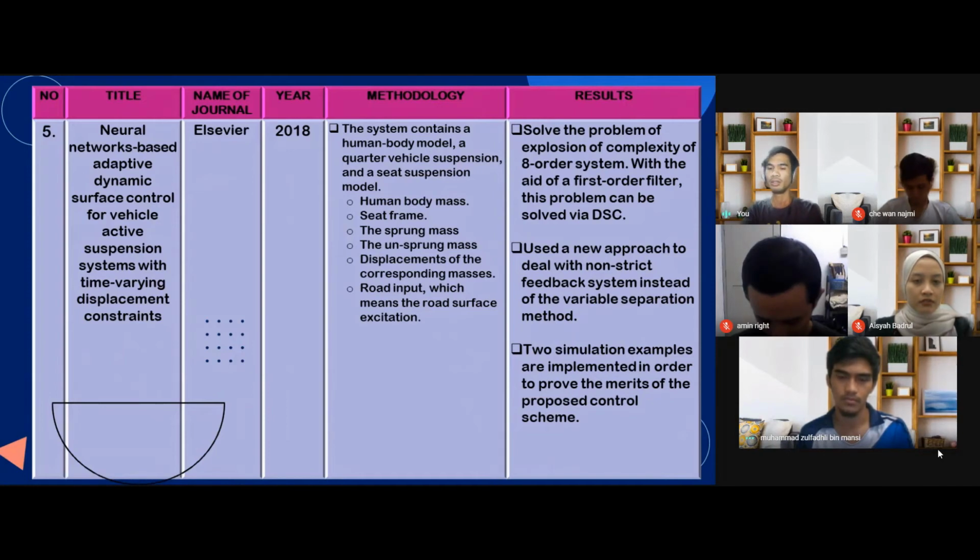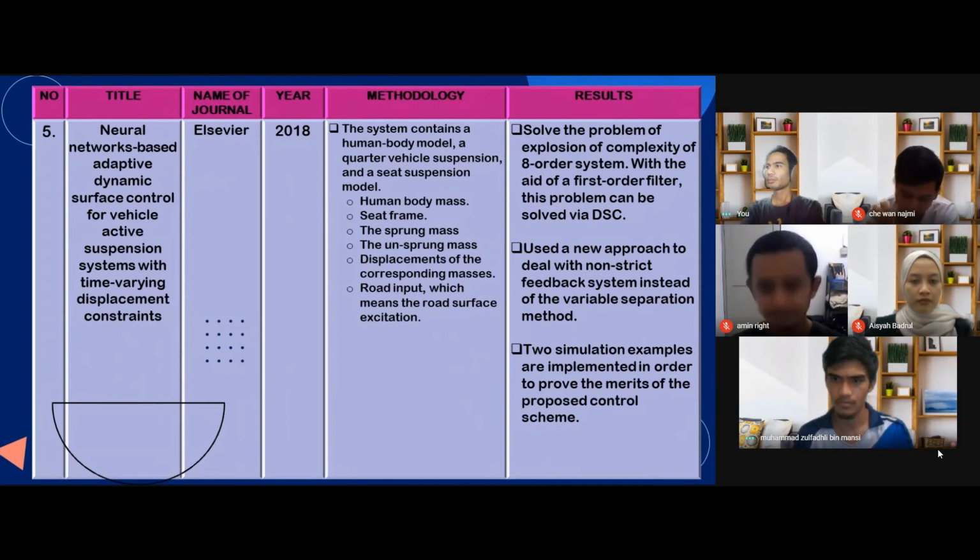Okay, and then the result is the problem of explosion of complexity of the 8th order system has been solved using a first order filter by using the DSC. And next, a new approach to deal with the non-strict feedback system has been used instead of the variable separation method. And then lastly, two simulation examples are implemented in order to prove the merit of the proposed control system.